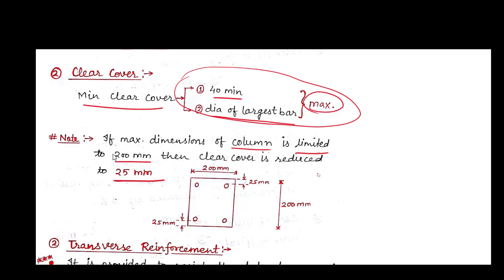It is mentioned here that this column has a dimension of 200 by 200, so it is a square column. So we will provide 25 mm clear cover, and the minimum number of steel bars is 4. You can see from here: 1, 2, 3, 4. So all the conditions are satisfied here.